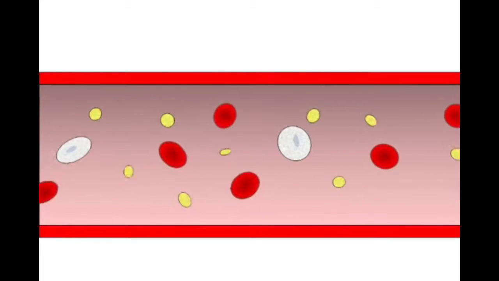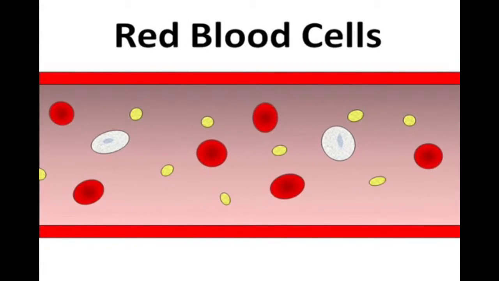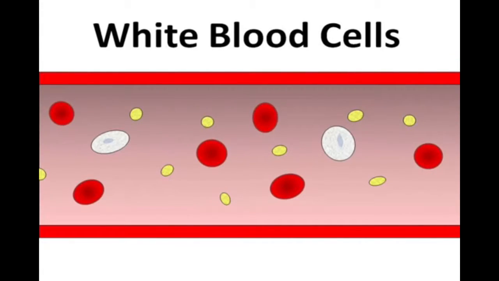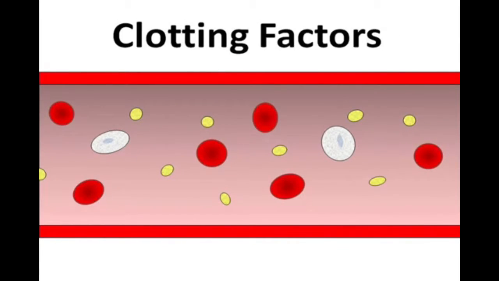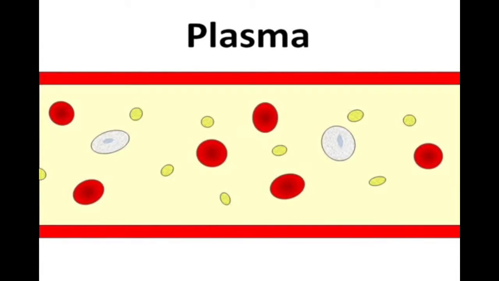In this illustration, the blood vessel contains red blood cells, white blood cells, platelets, and tiny proteins called clotting factors. These components of the blood float together in a straw-colored liquid called plasma.